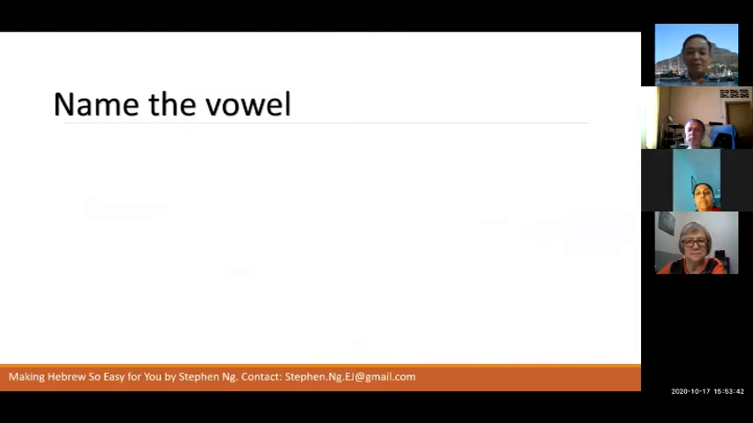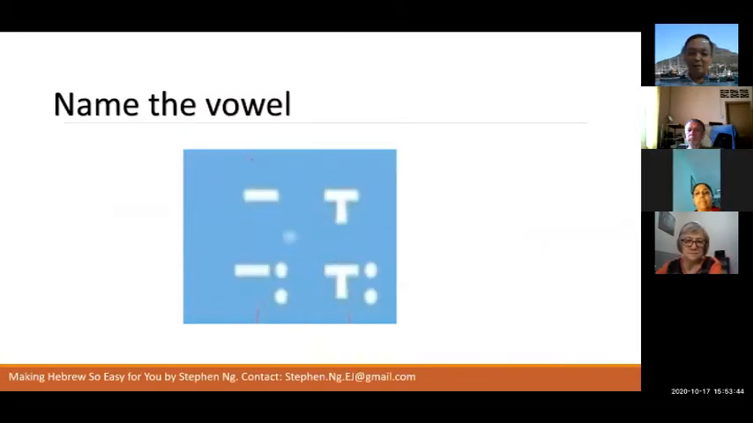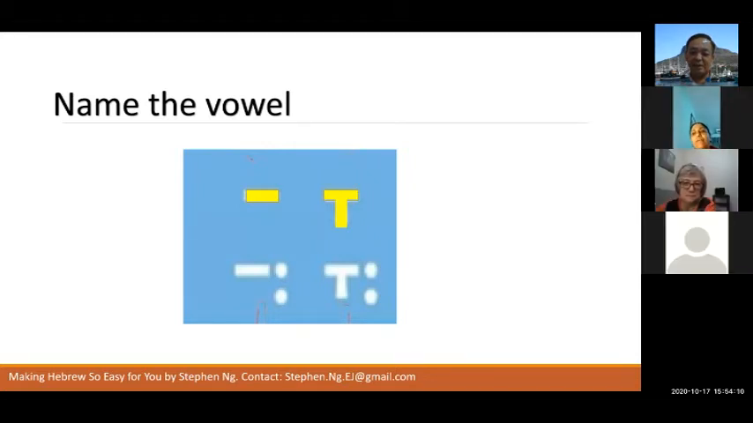Now let's name the vowels. Go ahead, all of you mute, and I will keep asking the questions. One of you can unmute and name each vowel. The one that is highlighted in yellow, can somebody tell me what that is? Patach, and it gives the sound ah. And the next one? Kamats. Yes, kamats. It is the long A vowel, ah.